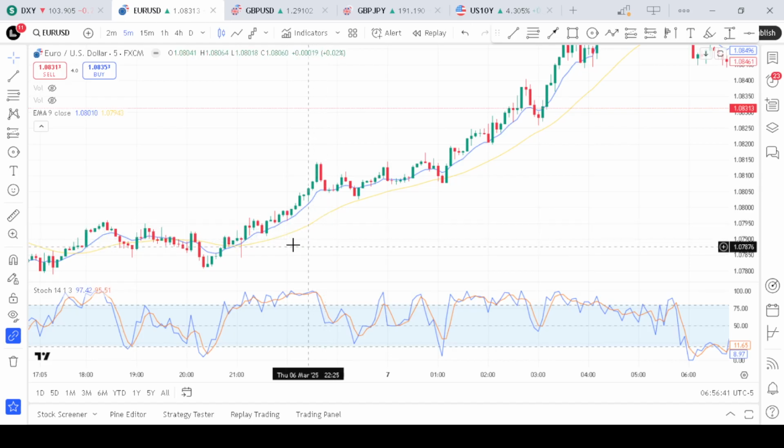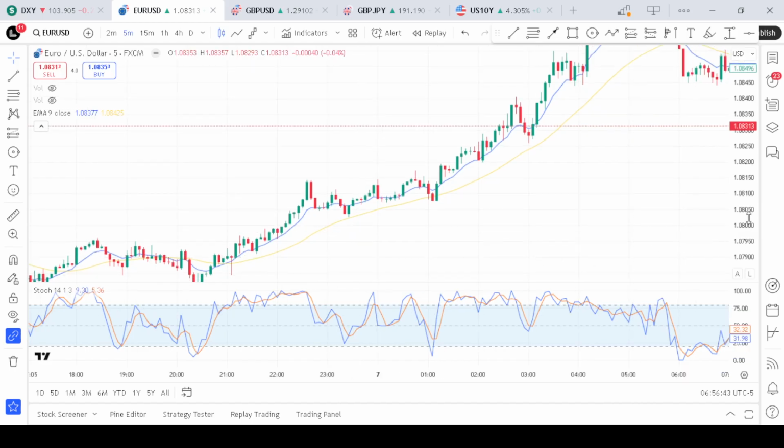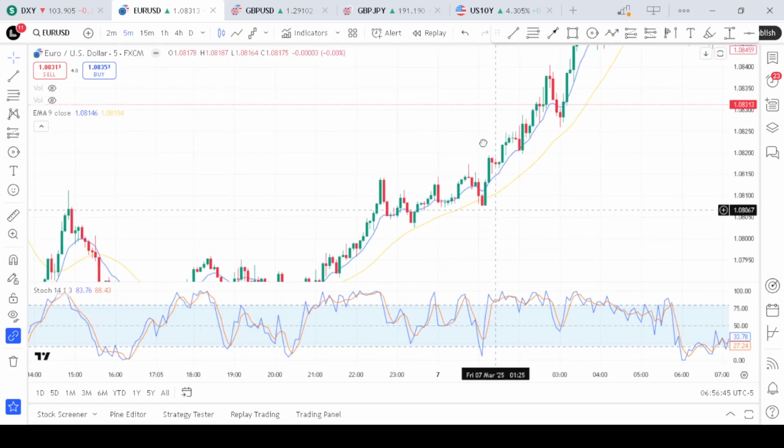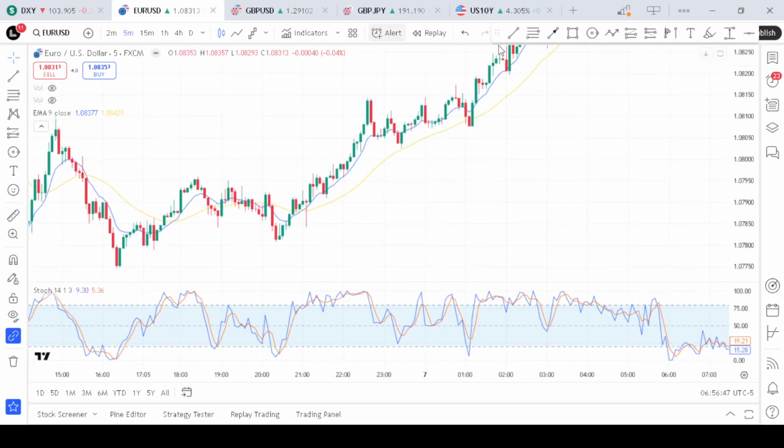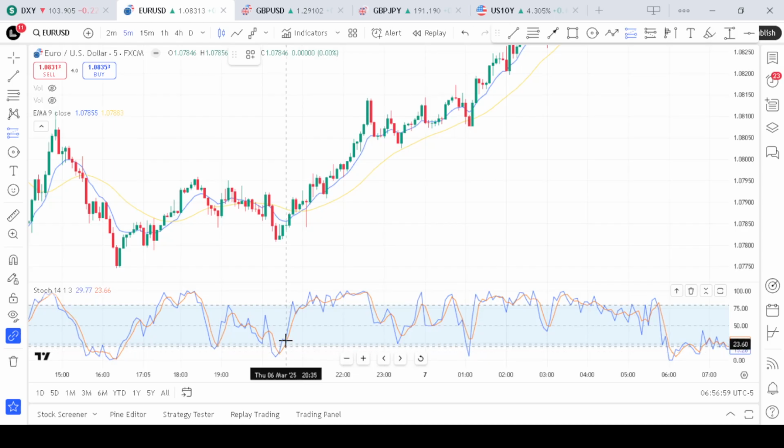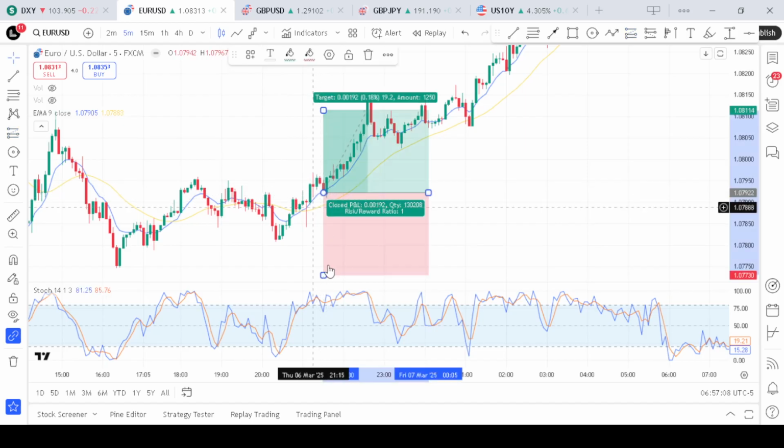How do we exit a trade? Now let's practicalize this. When I see my confluence is aligned, when I see my shorter EMA crossing above my longer EMA, and I see the price is moving out of the oversold region from the stochastic indicator, I would take my trade when price comes back to retest the line.